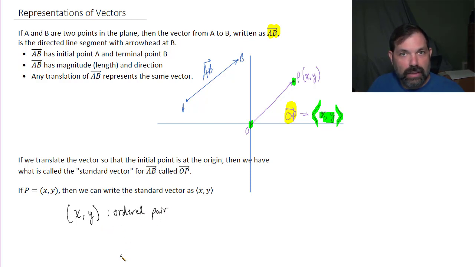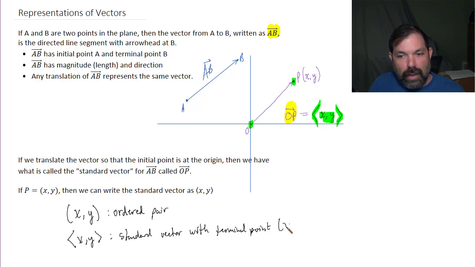Right? If I write parentheses x, y, that's an ordered pair. If I write angled brackets x, y, this is a standard vector with terminal point x, y. So we've got to be careful about the notation we use. Parentheses means ordered pair, angled brackets means standard vector.